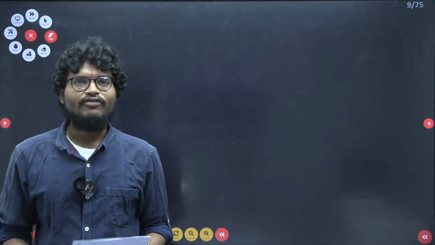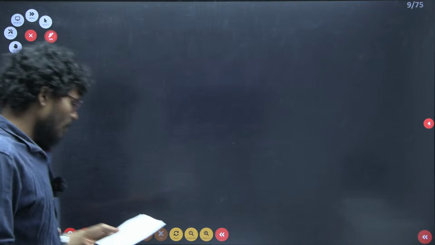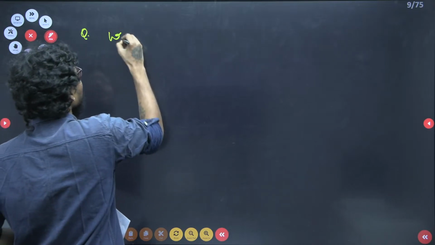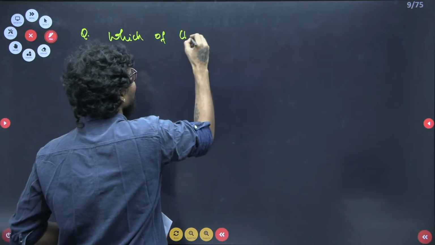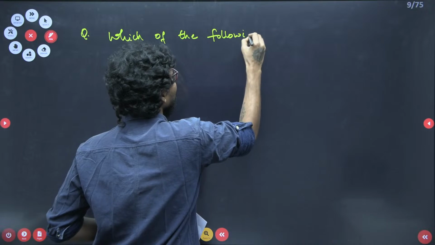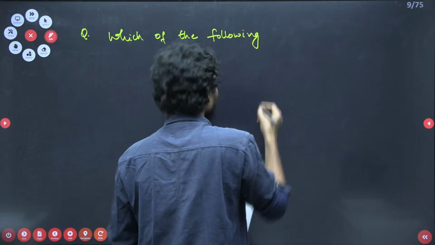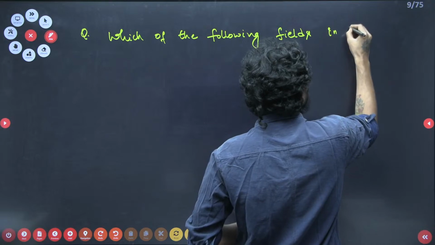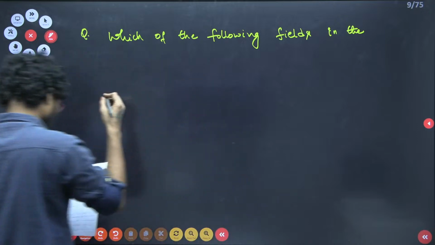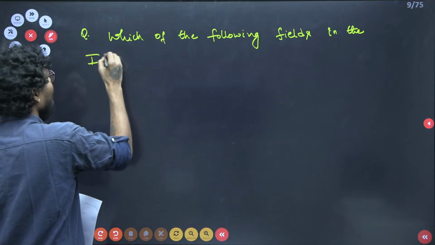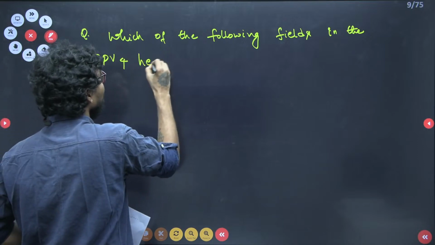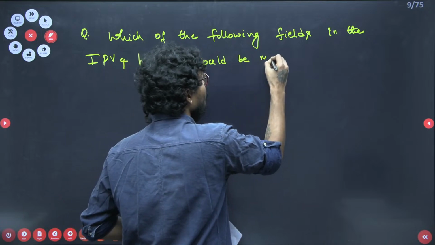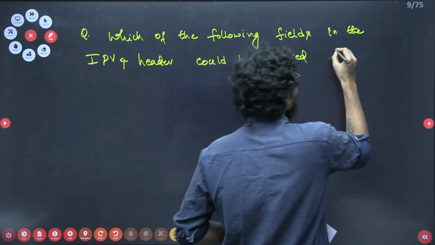So let us first see a question from computer networks. This is from the topic of TCP. The question is like this: which of the following fields in the IPv4 header, so it's not TCP, it is an IP protocol question, could be modified during transit.